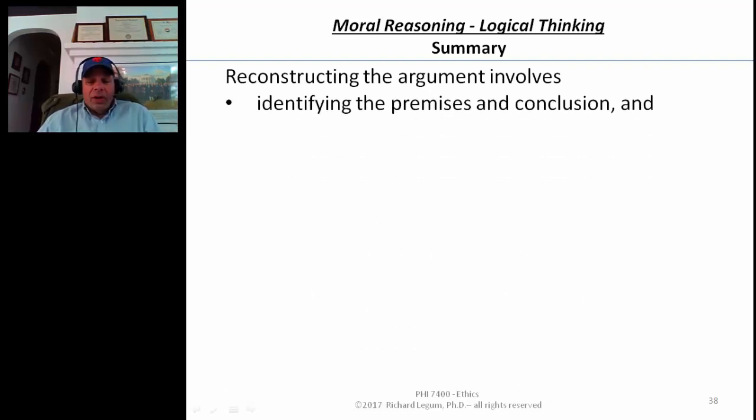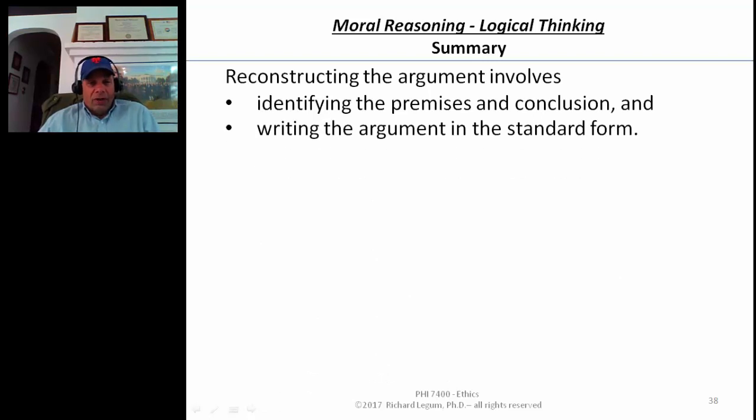And reconstructing argument involves identifying premises and conclusions. Just to remind you, first we have to figure out if there's an argument, what the conclusion is, what the point is, then figure out what the premises are that are supposed to support it. And in doing this, we want to write them down in standard form. That is, numbering the premises, followed by a line and a numbered conclusion.